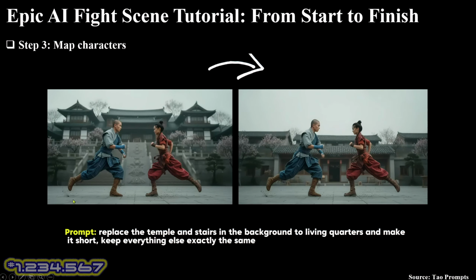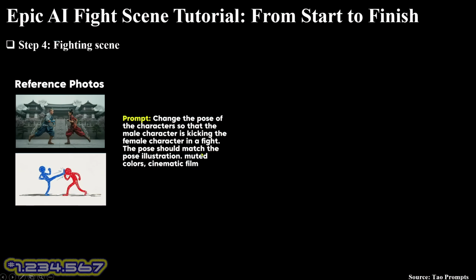From this image, you can use it for reference, and you can change the background by using this prompt: replace the temple and the stair in the background with living quarters and make it short. Keep everything else exactly the same, and you have a smaller house instead of the big building in the background.